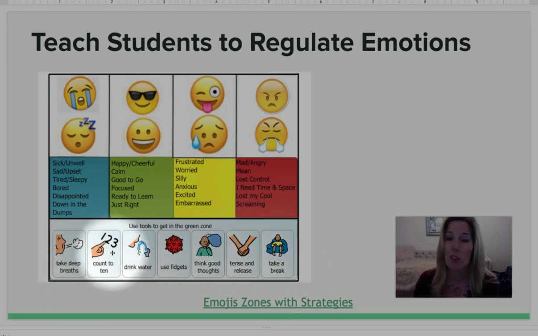So all these things they could do right there in that space. They don't have to let anybody know what's going on, but they are regulating themselves. It's very important to teach the students how to calm themselves down.